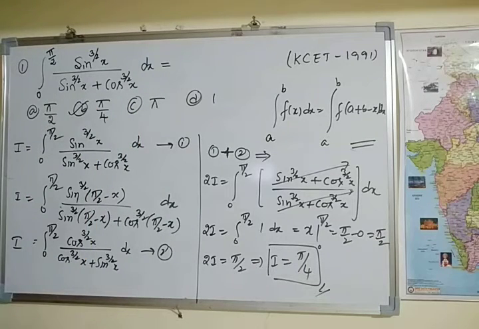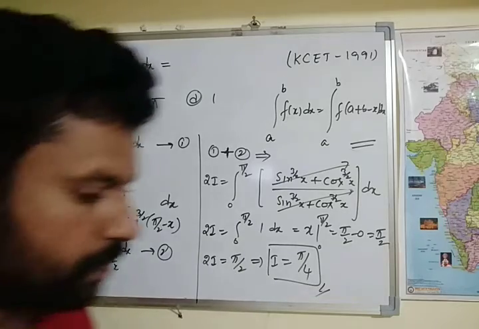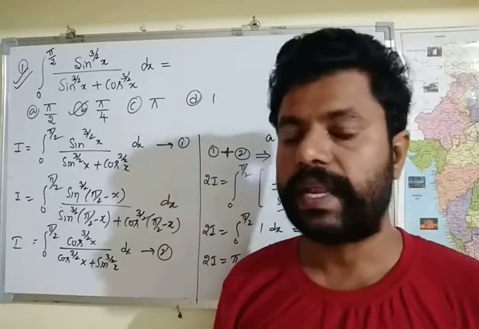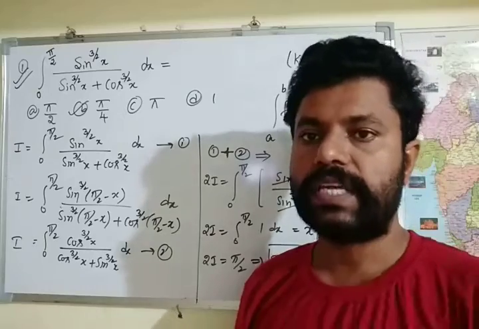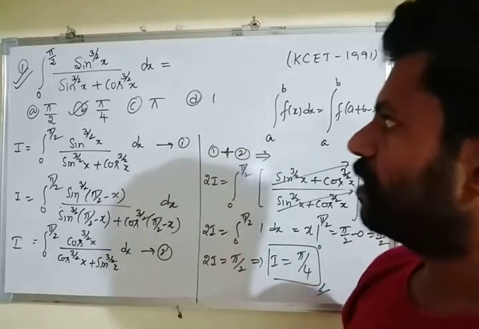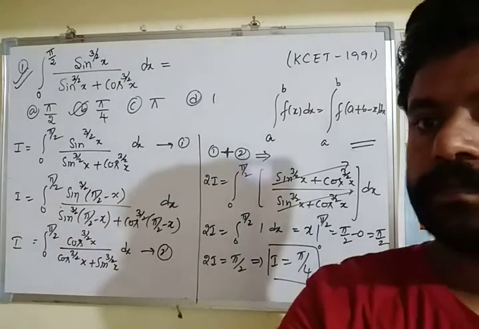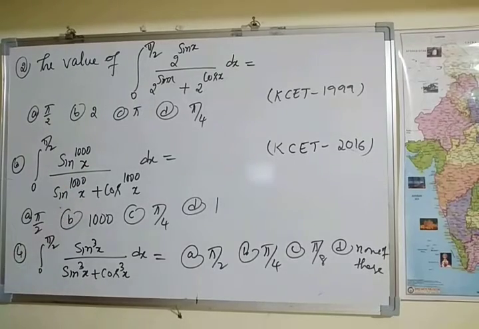Option B is correct. Observe this result: the given integral from 0 to pi by 2 has sine to the power 3 by 2. Sometimes they will give directly sine square x divided by sine square x plus cos square x, or they will change the power. We discuss the remaining forms in these results, using similar results but different functions.